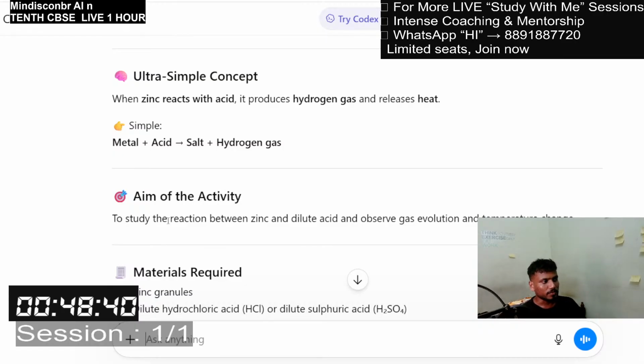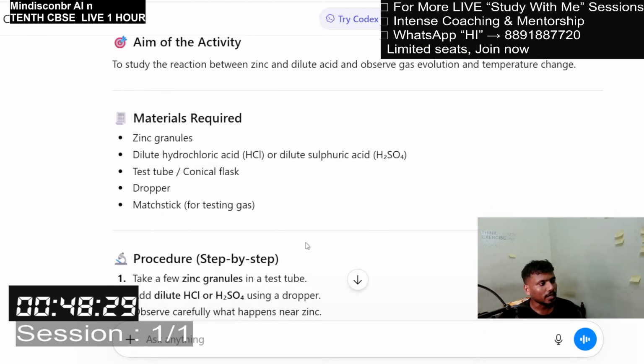Aim of the activity: to study the reaction between zinc and dilute acid and observe gas evolution and temperature change. The materials required are zinc granules, dilute HCl or dilute H2SO4, test tube, conical flask, dropper, and a matchstick for testing gas.